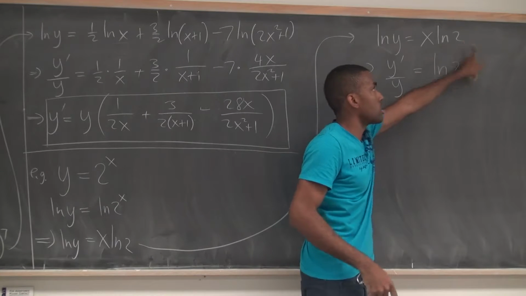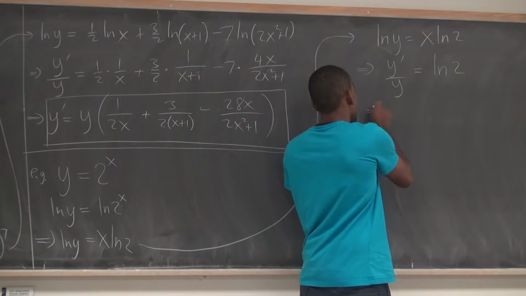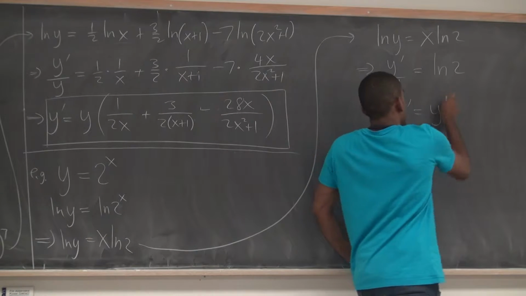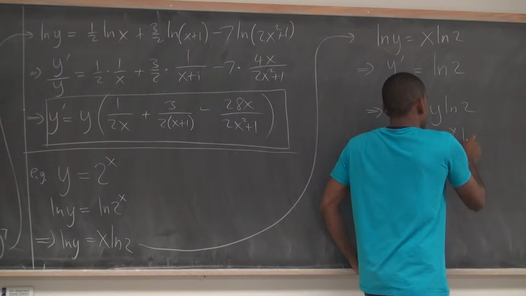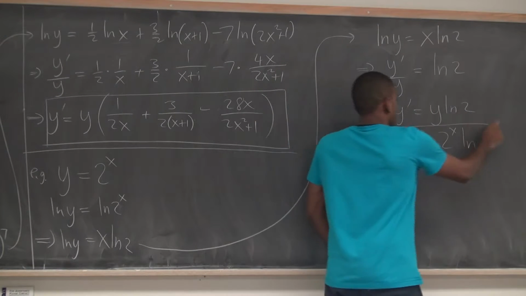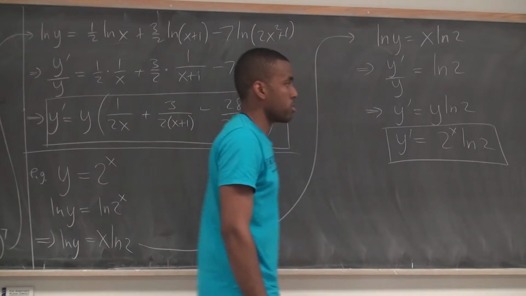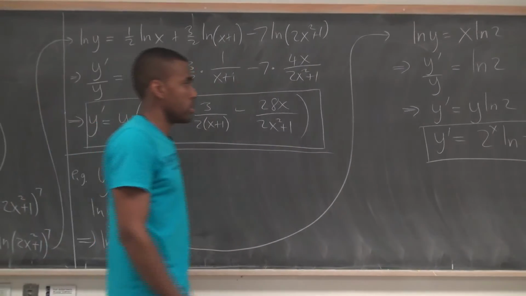ln 2 is just a constant, right? So x times a constant, the derivative is just a constant. This means that y prime is just y times ln 2. In other words, it's 2 to the x times ln 2. We're going to come back to formulas like that, where we can generalize the exponential derivatives.